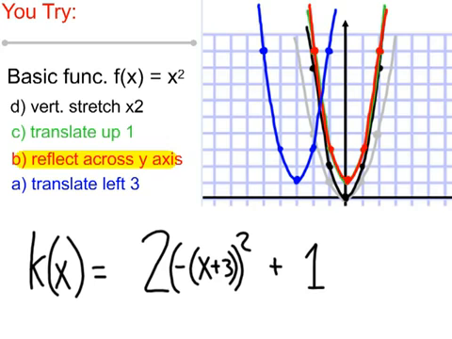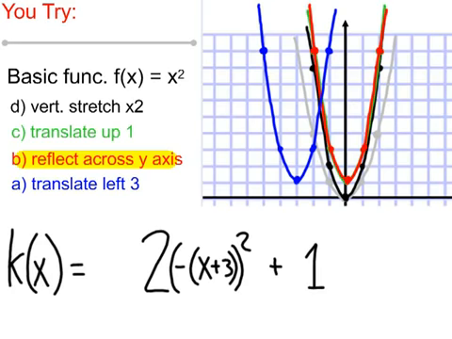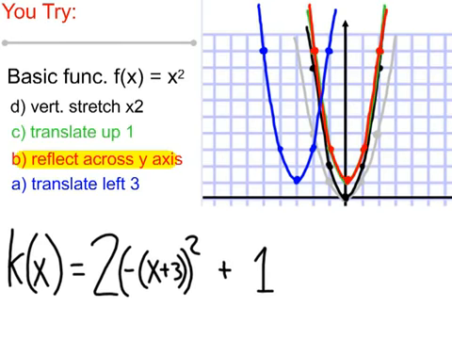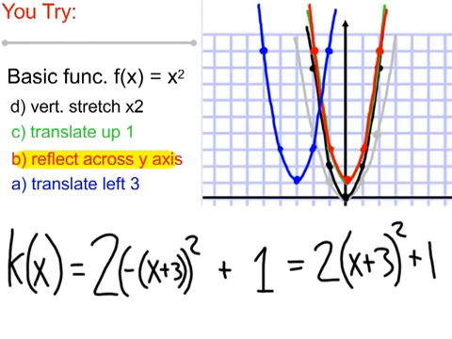If you want to clean it up a little bit, you could, as I mentioned already, really ignore that negative sign. Again, that negative sign is being squared, so it goes away. And we could just write, if you want, 2 times x plus 3 squared, plus 1.